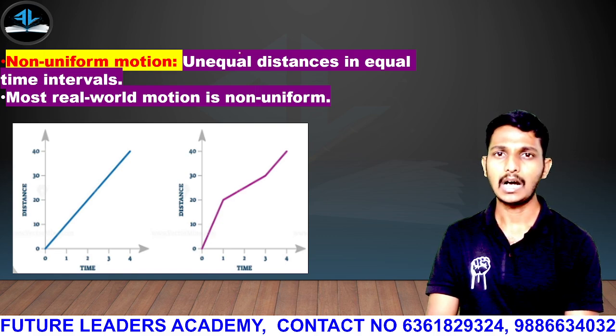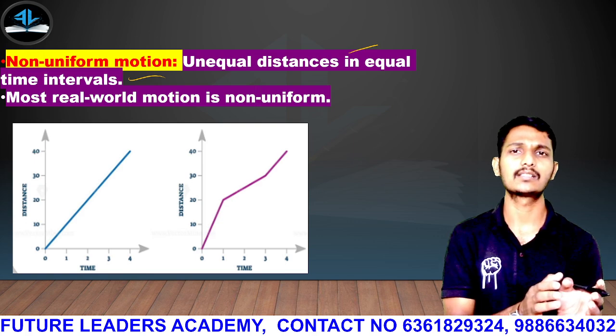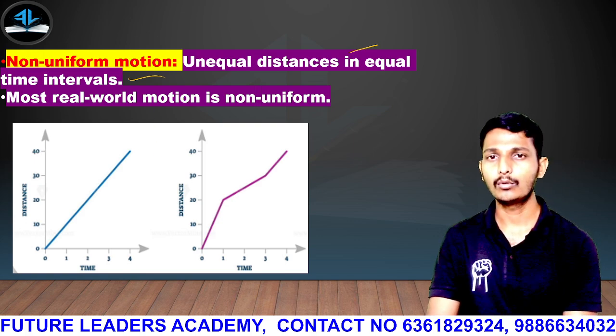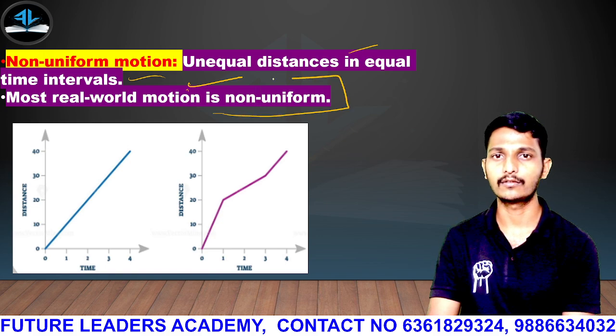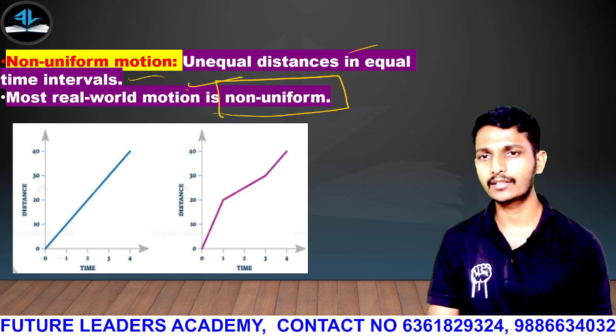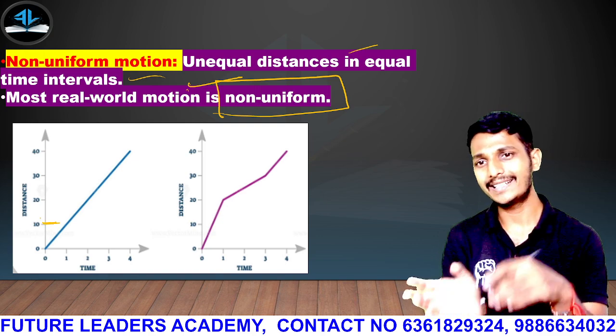non-uniform motion. Unequal distance in equal intervals of time. Most of the real world motion is non-uniform. Why does it happen? For example, I have given two. See, in a 10, this distance is there.